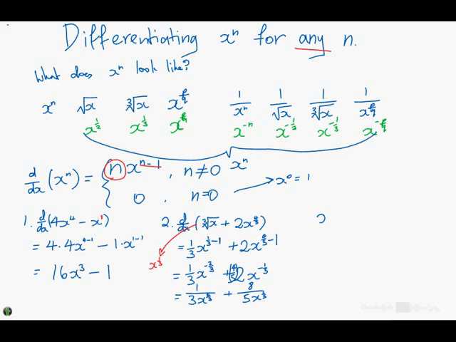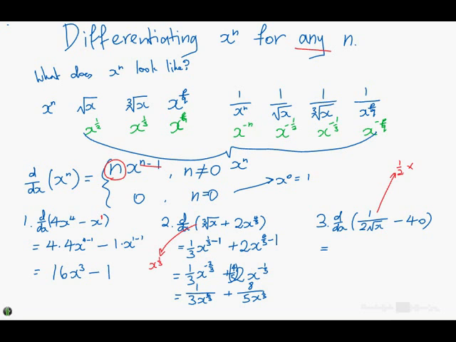Cool. Last example. Find the derivative of 1 on 2 root x minus 40. Okay, so let's do this. First thing to realize, 1 on 2 root x is half times 1 on root x.